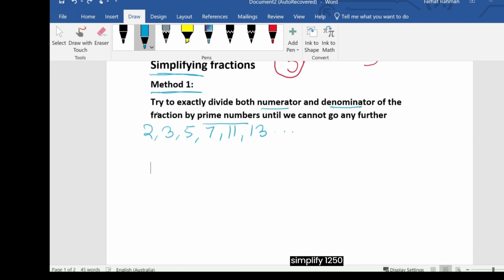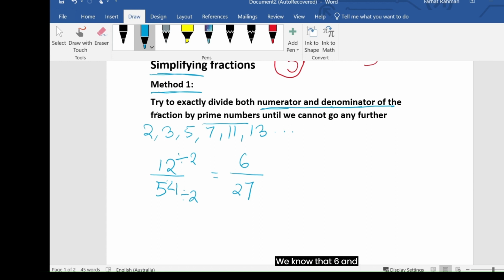Let us simplify 12/54 using method 1. We know that both 12 and 54 are even numbers. So I can exactly divide both my numerator and denominator by 2. 12 divided by 2 gives us 6, and 54 divided by 2 gives us 27.